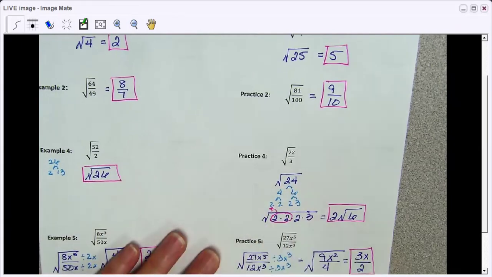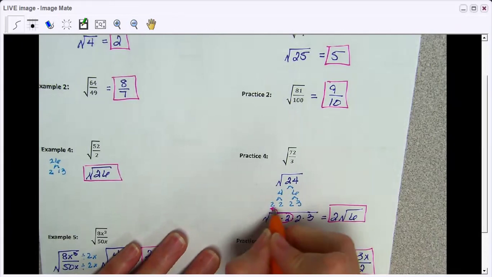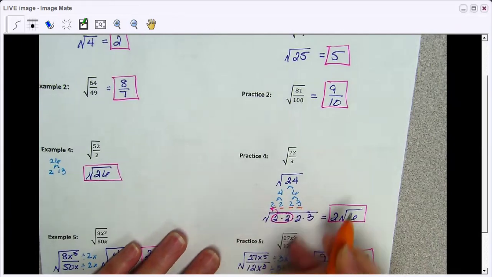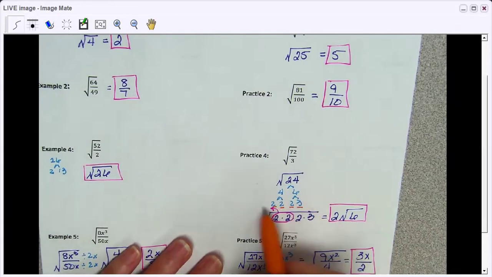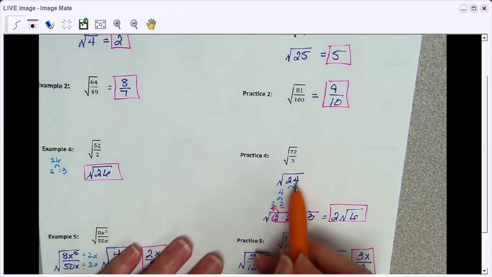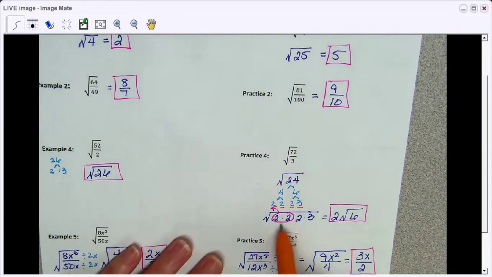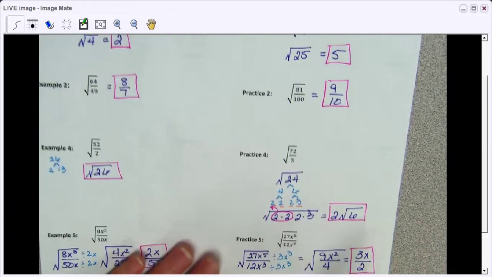So I had to create my factor tree, and I have 3 2s and a 3, so I put that under the radical because remember, our prime numbers here are replacing the 24. And then I group my 2's together, and I'm left with a 2 and 3 inside. So I end up with 2 times the square root of 6.